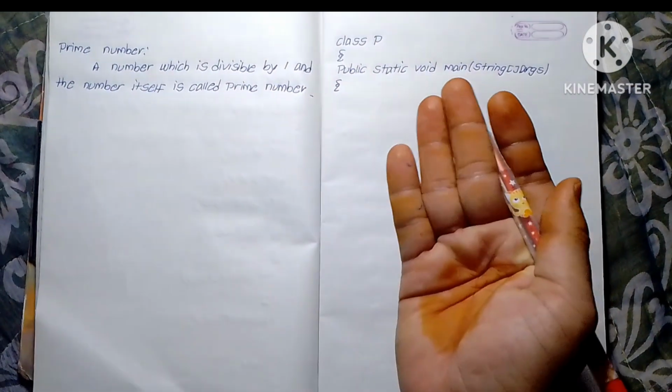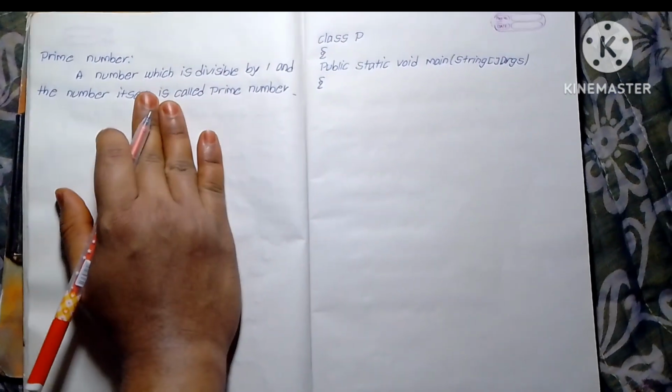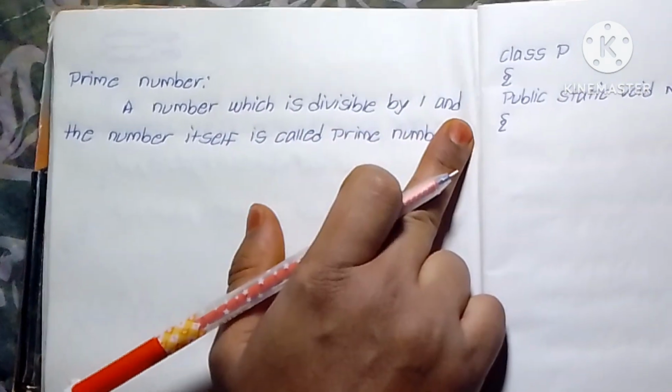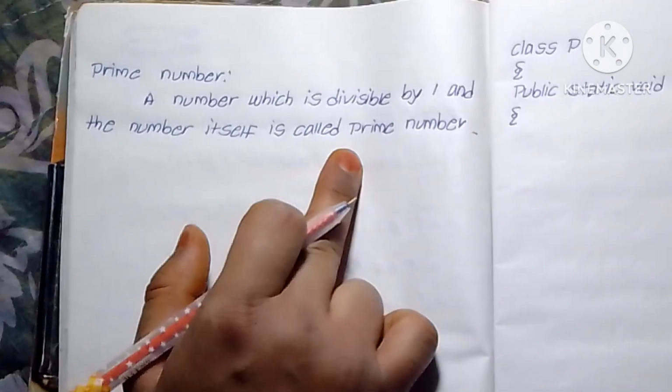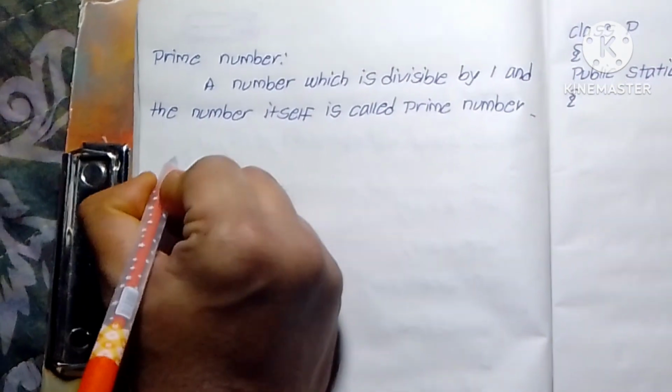In this video, we are going to discuss a program which prints only prime numbers. Let us know before that, let us know what is a prime number. A number which is divisible by 1 and the number itself is called a prime number. It means that a number should have only two factors.